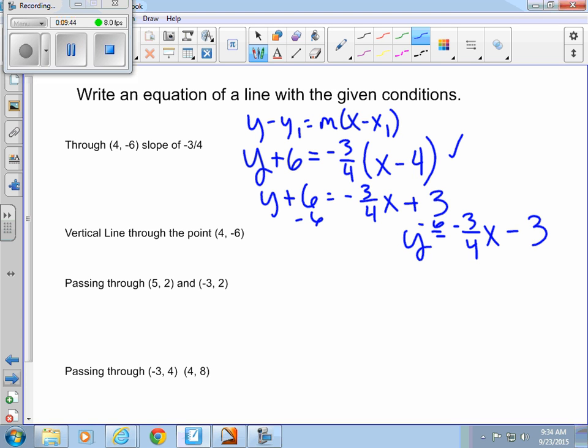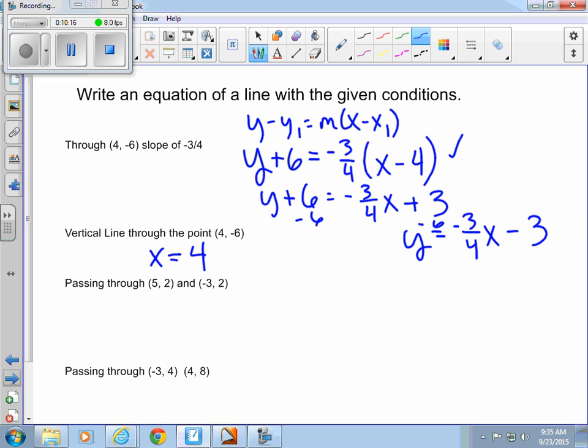How would I write the equation of a vertical line through the point 4, -6? First of all, what would that look like? X equals. Does everyone agree x equals? What do you think x equals if I'm going to go through the point 4, -6? 4? How do you know? X is always 4. If I'm hitting that point, then it has to be x equals 4.